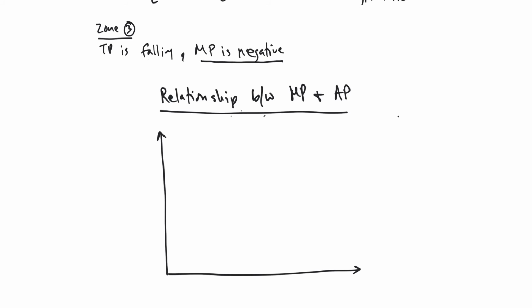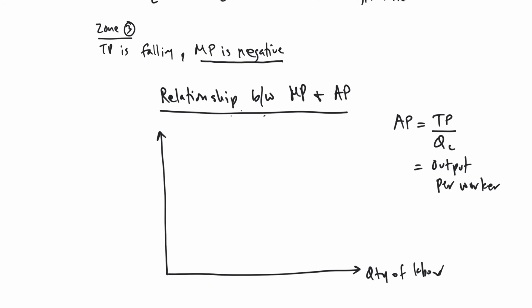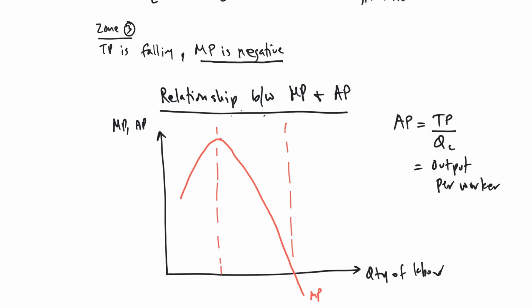What is AP first of all? AP is simply total product or total output over quantity of labor. It is basically output per worker. Simple average is your AP. And if I have quantity of labor, and if I have MP and AP here, my MP I know rises, and then the law of diminishing marginal return would set in, MP would fall, and it then becomes negative. Right? This is Q1 and Q2.